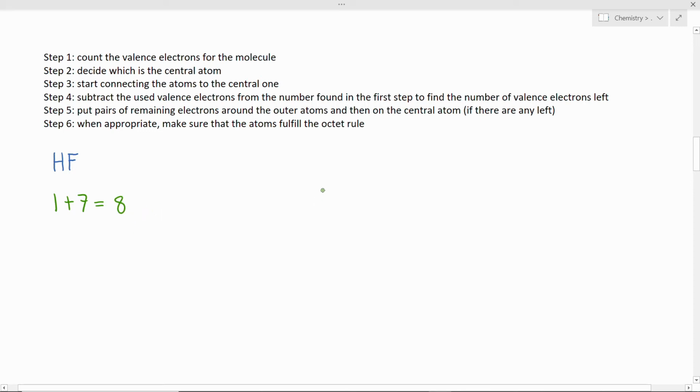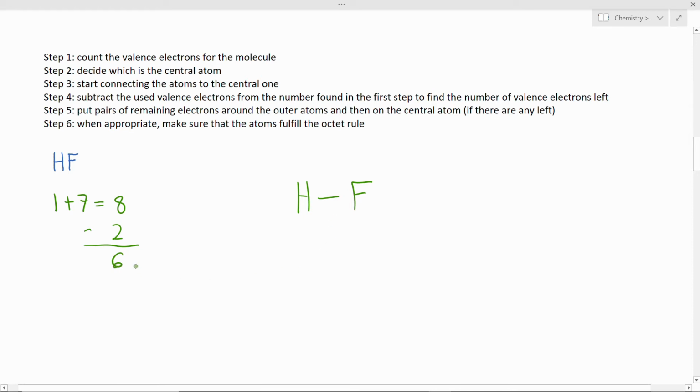Step 2 is to decide which one is the central atom. Because there are only 2 atoms in this molecule, it doesn't really matter which one is the central one, as they will just be connected together as such. So step 2 and 3 here are pretty much done. Now we want to make sure that we know how many valence electrons are left. So with this one bond, we use 2 electrons. So we will subtract 2 from 8, which will give us 6.